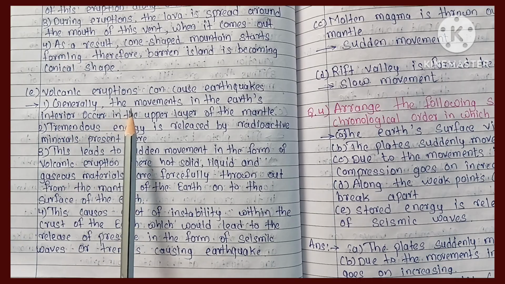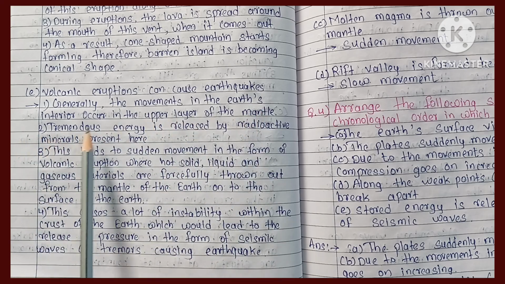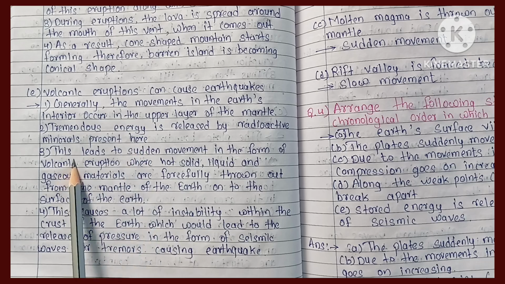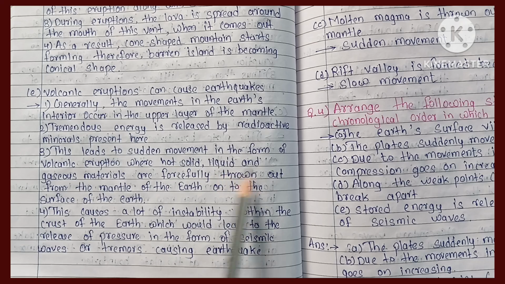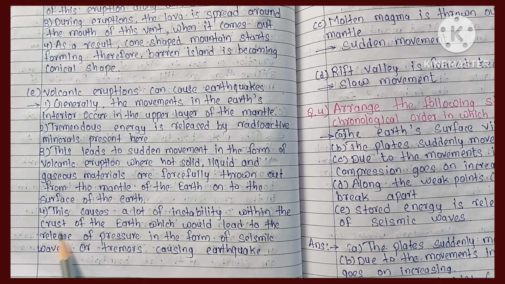Next question. Volcanic eruption can cause earthquakes. Answer: generally the movements in the earth's interior occur in the upper layer of the mantle. Tremendous energy is released by radioactive minerals present here. This leads to sudden movement in the form of volcanic eruption, where hot solid, liquid and gaseous materials are forcefully thrown out from the mantle of the earth onto the surface. This causes a lot of instability within the crust of the earth, which leads to the release of pressure in the form of seismic waves or tremors, causing an earthquake.